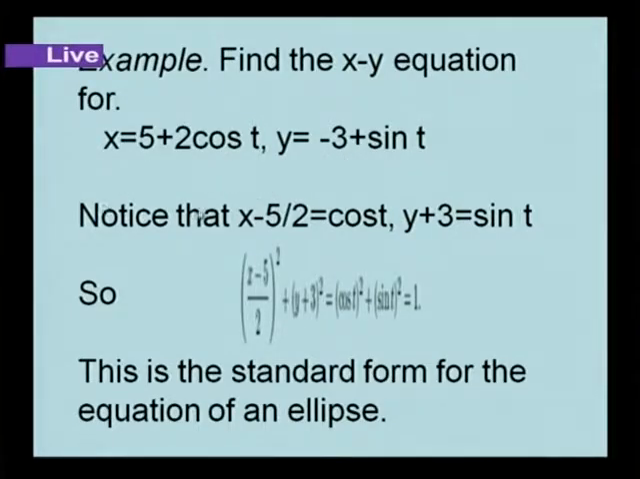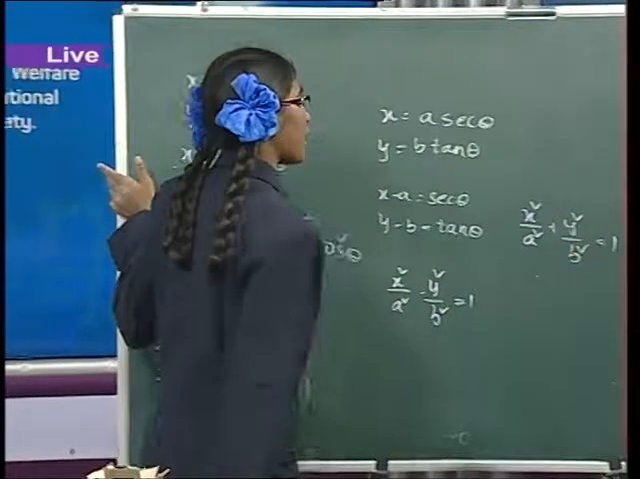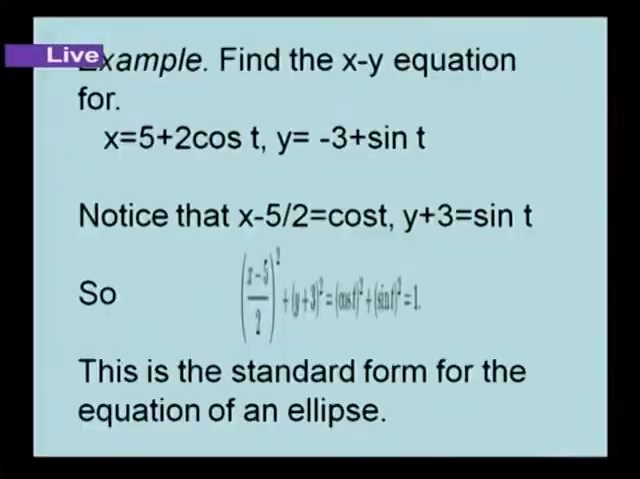By taking 2 to the LHS, (x minus 5) by 2 is equal to cos t, and (y plus 3) by 2 is equal to sin t. By squaring on both sides, ((x minus 5) by 2) whole square plus ((y plus 3) by 2) whole square is equal to cos square t plus sin square t, which is equal to 1. It is in the standard form of an ellipse, x square by a square plus y square by b square. Here we have the values (x minus 5) by 2 whole square and (y plus 3) whole square, so that is an ellipse.